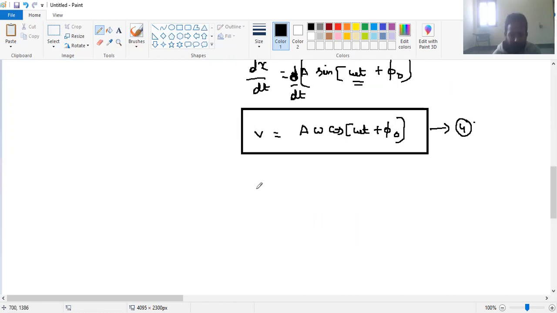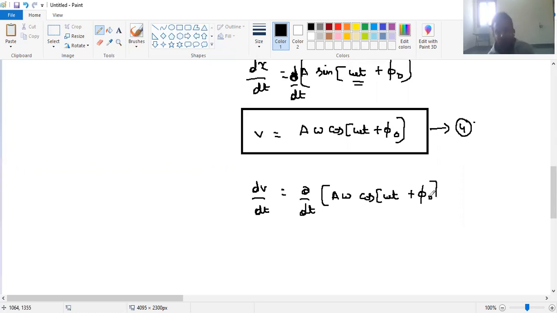Now differentiate this equation again. So dv by dt is equal to d by dt of a omega cos omega t plus phi naught. So this one will become acceleration. Acceleration is equal to a omega, a constant term. Differentiation of cos will become sine omega t plus phi naught, and differentiation of omega t is omega. So it will become omega square with a minus sign, minus of sine omega t plus phi naught. So this is equation 5.